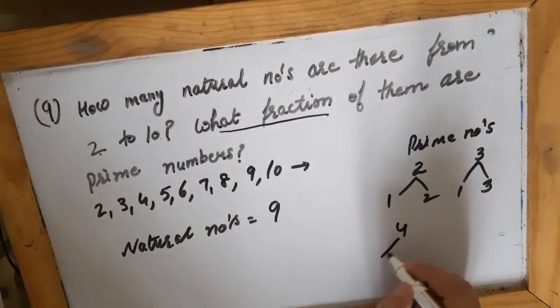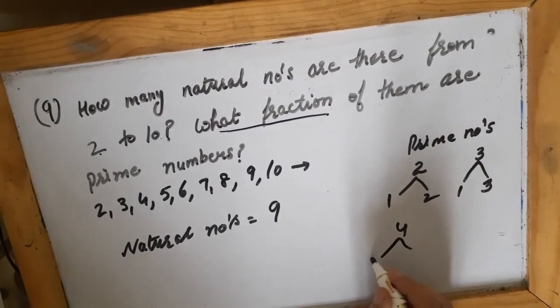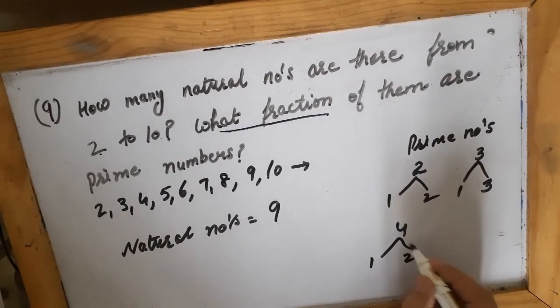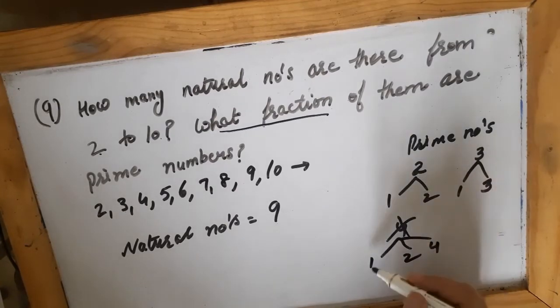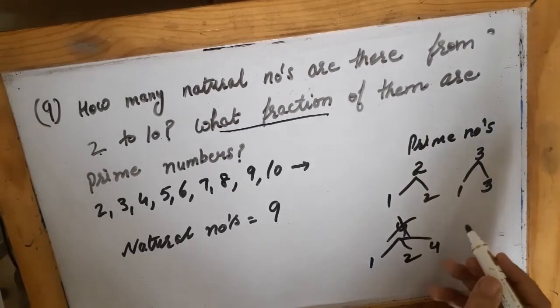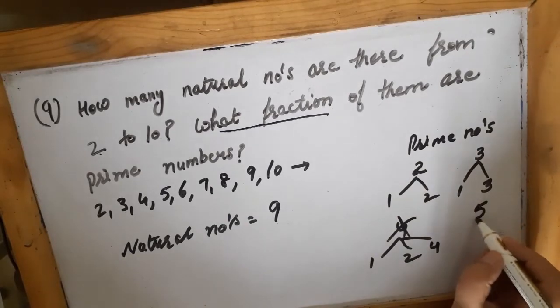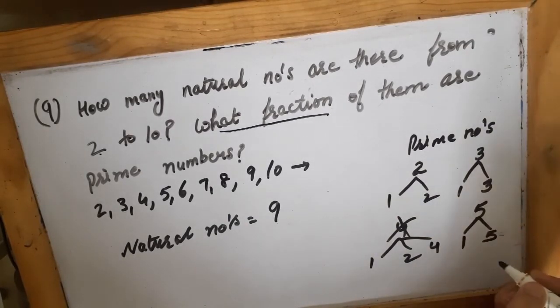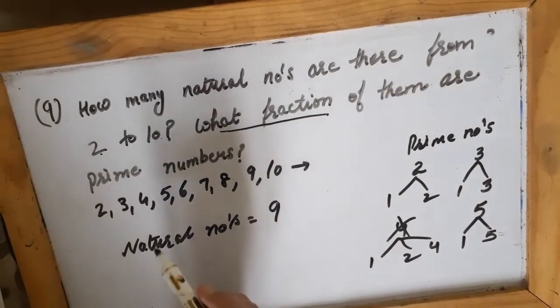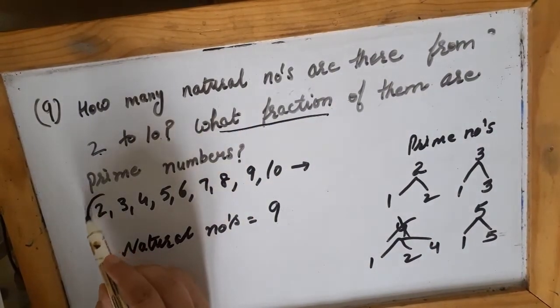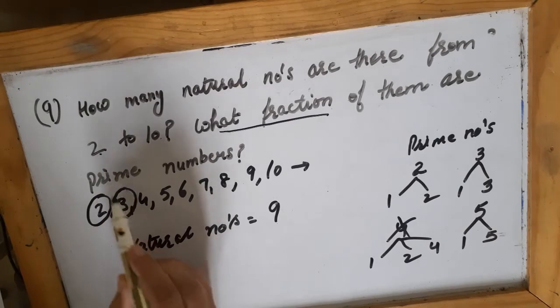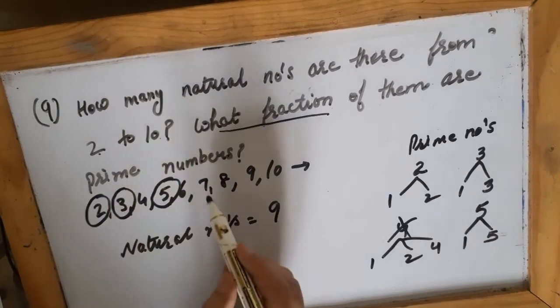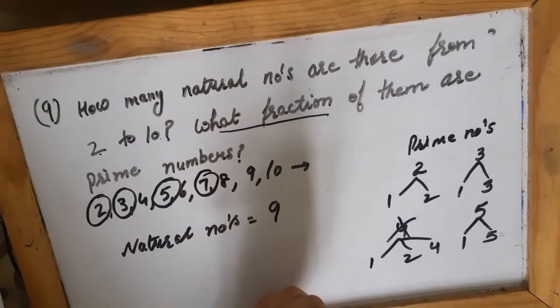Like 4, how many factors does it have? It goes on the table of 1 also, 2 also, and 4 also. So this is not a prime number because it has more than 2 factors. Now come to the number 5. 5 can be divided only by 1 and itself, 1 and 5. So which are the prime numbers in this? 2 is a prime number, 3 is a prime number, 5 is a prime number, and 7 is a prime number. Any other prime number?